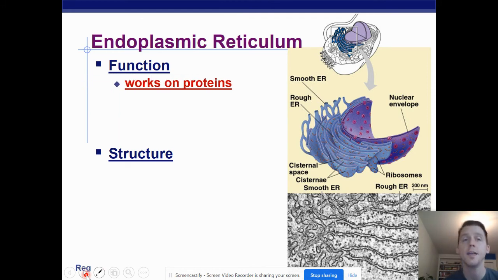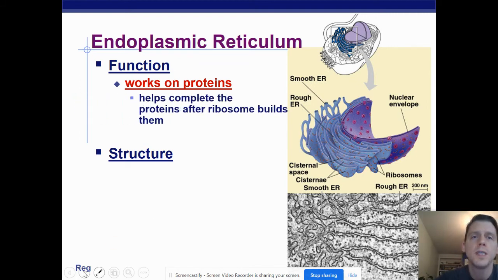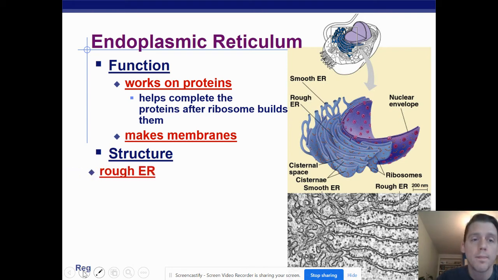All right, then we need the endoplasmic reticulum. The endoplasmic reticulum is a series of membrane-filled sacs that work on proteins. They basically help to finish the protein's shape after the ribosome builds them. So remember how I said that proteins have a very specific shape? Well, the rough ER is going to help work on that shape. The rough ER is also going to make membranes that protect the proteins that it's making and working on.